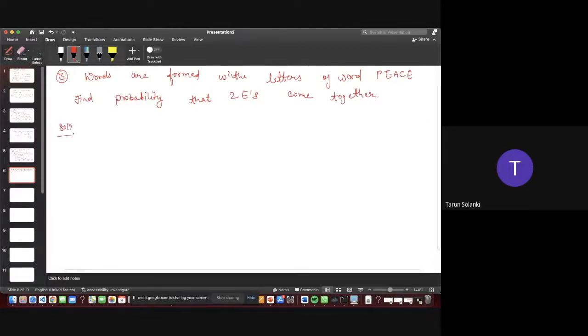Okay, so in this question, first we will look at the total number of words which can be formed with the letters of PEACE. So we will write the total number of words which can be formed with the letters of PEACE, which is 5 factorial by 2 factorial, which is 60.